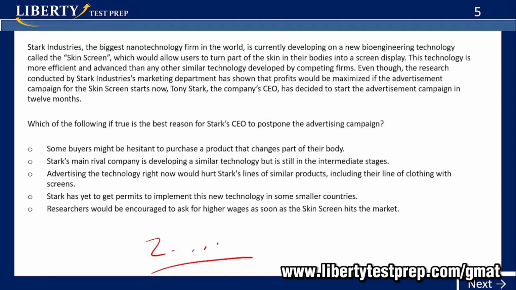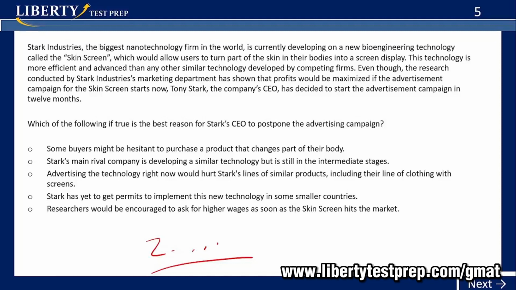Okay, perfect. So now, time's up. This question is definitely a strengthening question. They're asking you to strengthen the conclusion, right? The decision they made to postpone the campaign. They want you to identify one reason why this would make sense. You have to support this decision to postpone the campaign. So let's read the whole story.